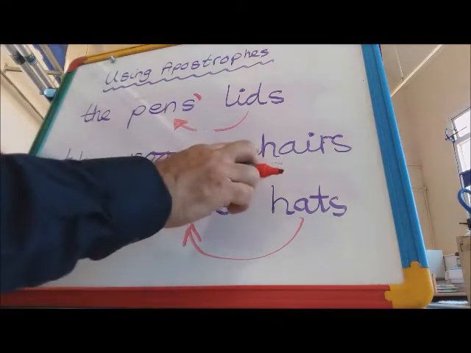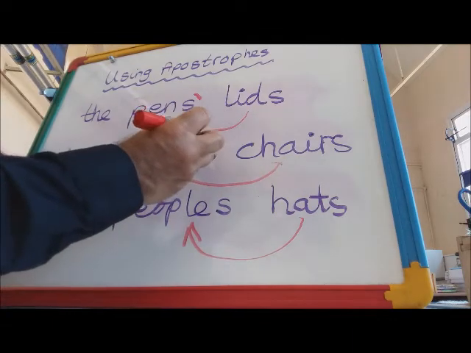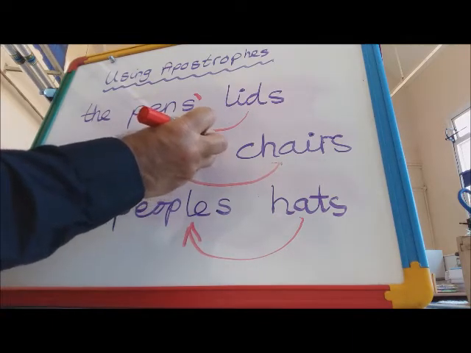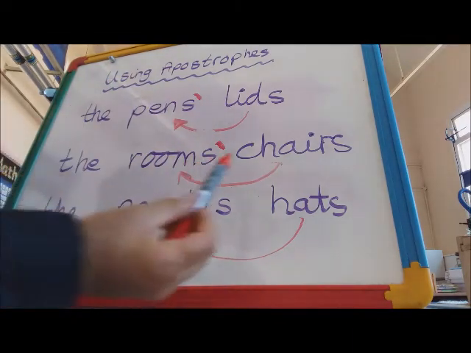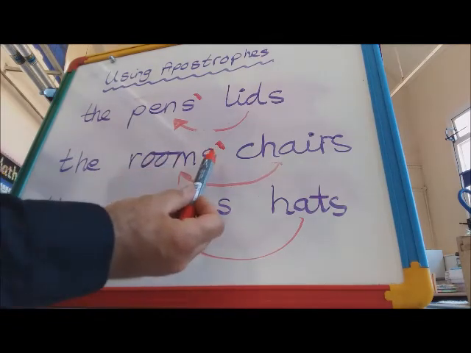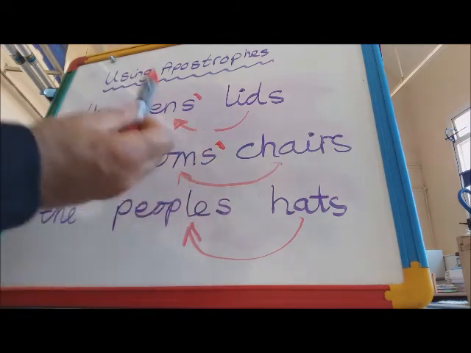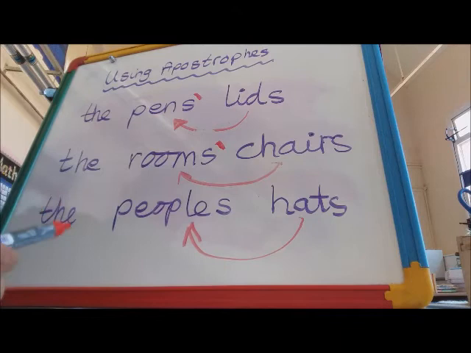So the chairs belong to the rooms, so we put an apostrophe just there to show that they belong to the rooms. And remember, we don't put apostrophe S because that just would look a little bit weird.